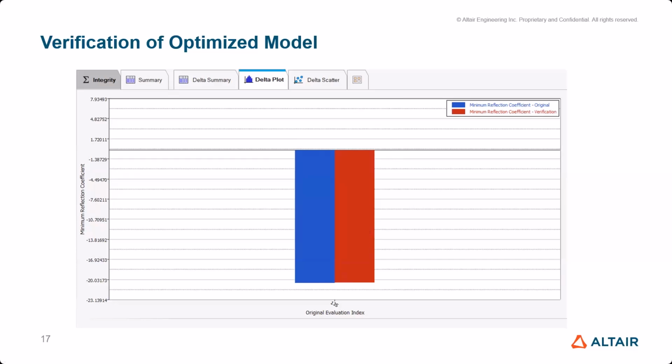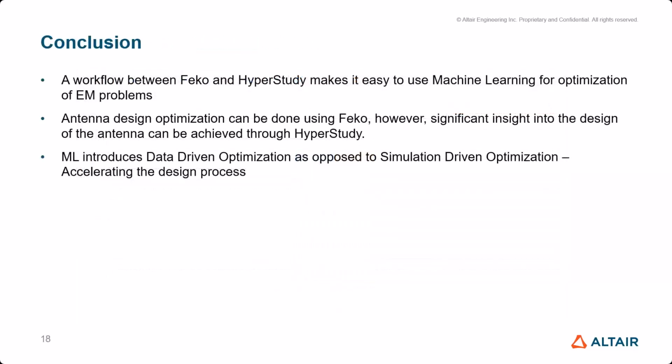So these are some of the things that you can perform using HyperStudy, some more insight into your model, which can save you a lot of time. A quick conclusion: through this presentation, we saw a workflow between FICO and HyperStudy, which makes it easy to use machine learning for optimization of EM problems.